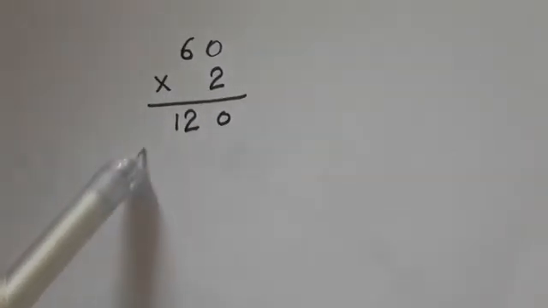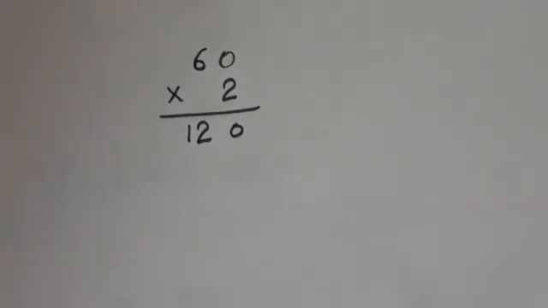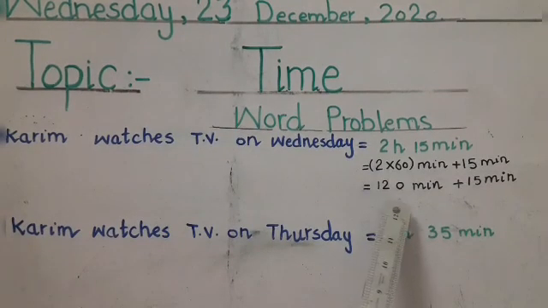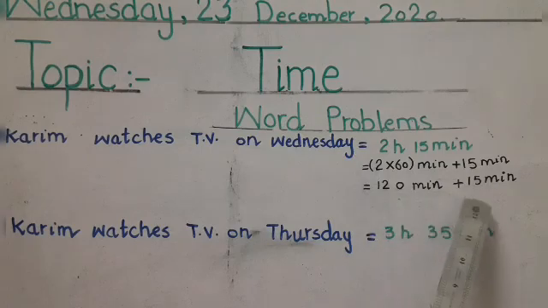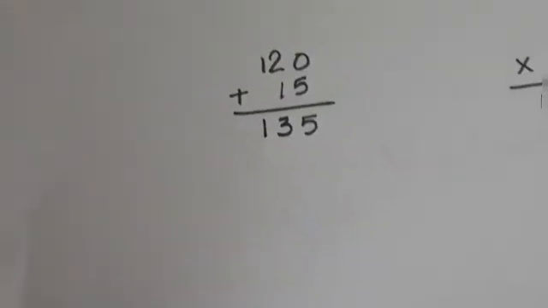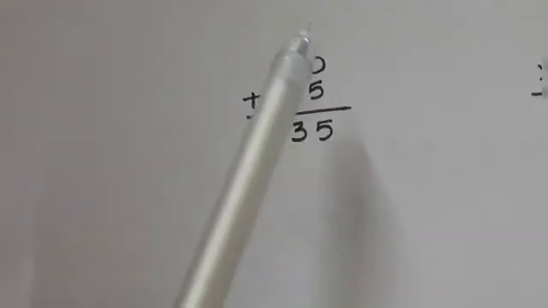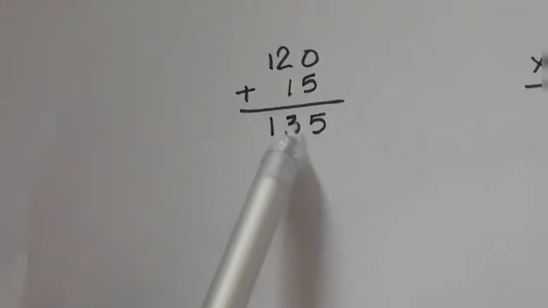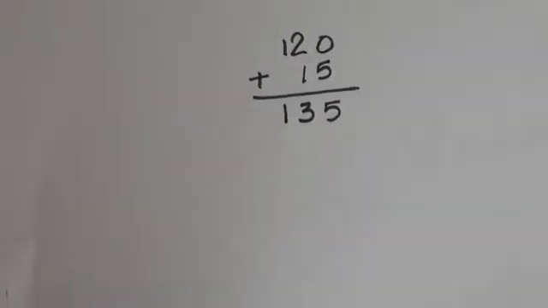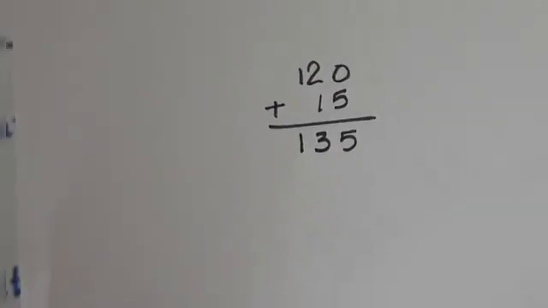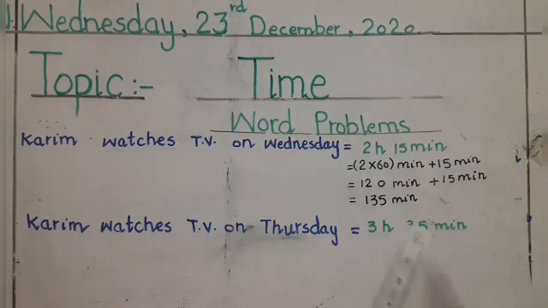Okay students, you can see 60 multiplied by 2, 2 zeros are 0 and 2 6s are 12, 120 minutes. Now we will add these numbers, 120 minutes plus 15 minutes. Okay students, you can see here 0 plus 5 is 5, 2 and 1 is 3, and 135 minutes. He watches TV on Wednesday 135 minutes.